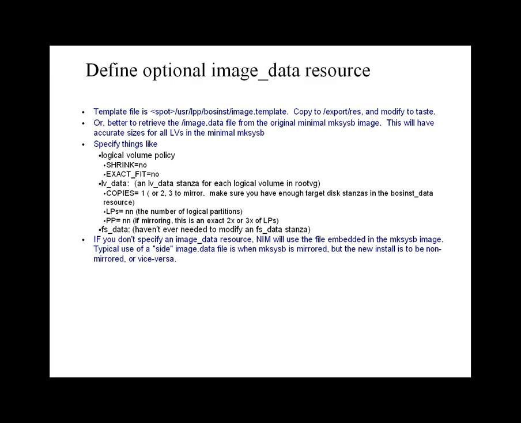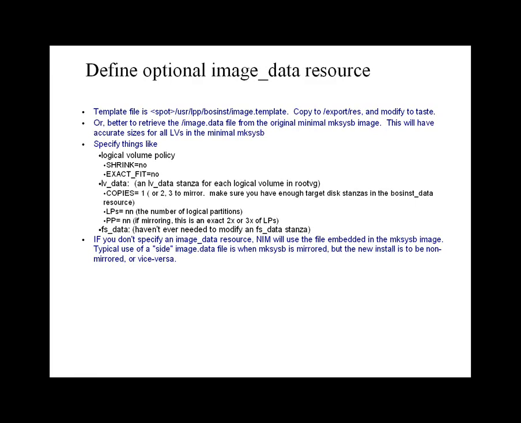Right? If you're mirrored on 2 disks and it makes this mksysb image, it's going to look at the new target system for 2 disks to install on. You may or may not have that. Or you came from a single disk and you want to be mirrored on the install. That's a reason you would use an image data file to change the number of copies. That's about the only reason I use one. It's rare.